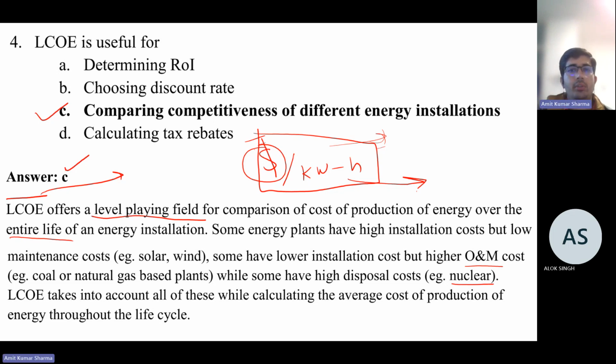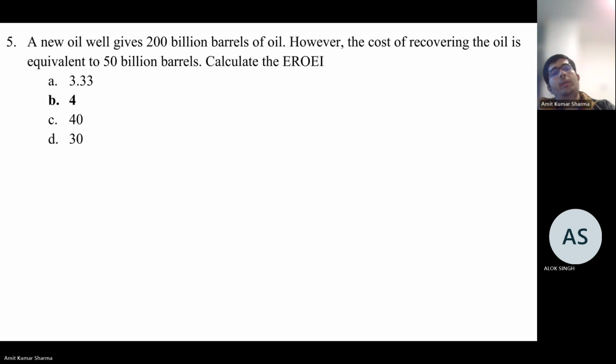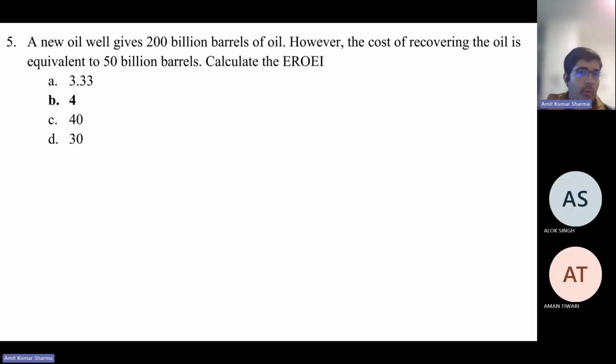So let's go to the next question. A new oil well gives 200 billion barrels of oil. However, the cost of recovering the oil is equivalent to 50 billion barrels. Calculate the EROEI, energy return on energy invested. So we have 200 billion barrels of oil, and the cost of recovering the oil is equivalent to 50 billion barrels. So what will be the EROEI? Go through it and let me know the answer.